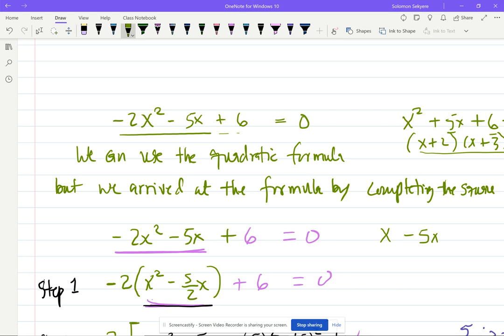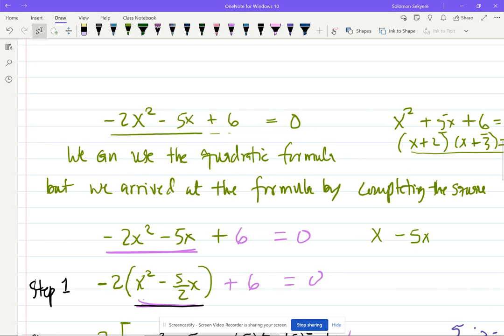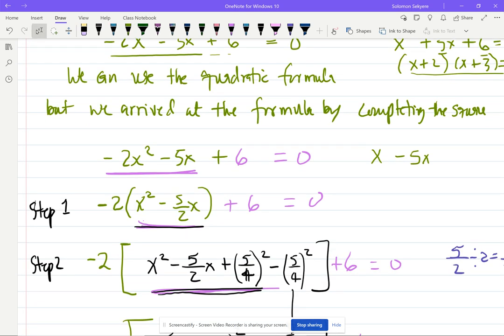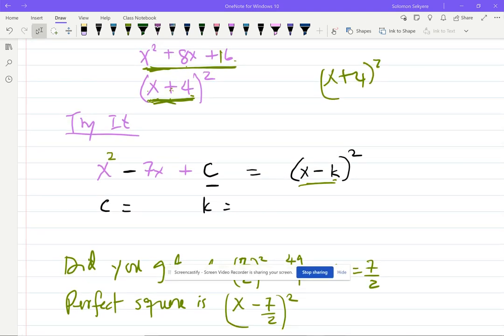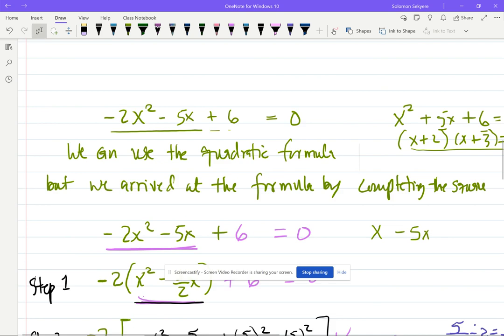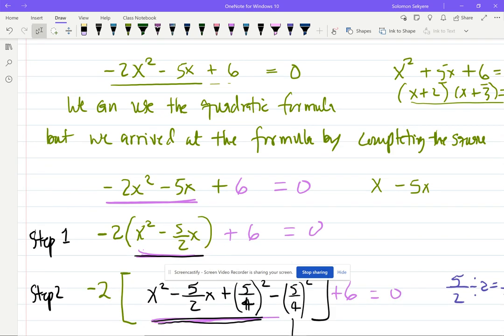Okay, what if you have something like this right here? See that? This one we cannot factor easily, not like this. We can use the quadratic formula to solve for that, but we arrive at the quadratic formula by completing the square. So remember what we did up here, how to make it a perfect square. So we have this equals 0.